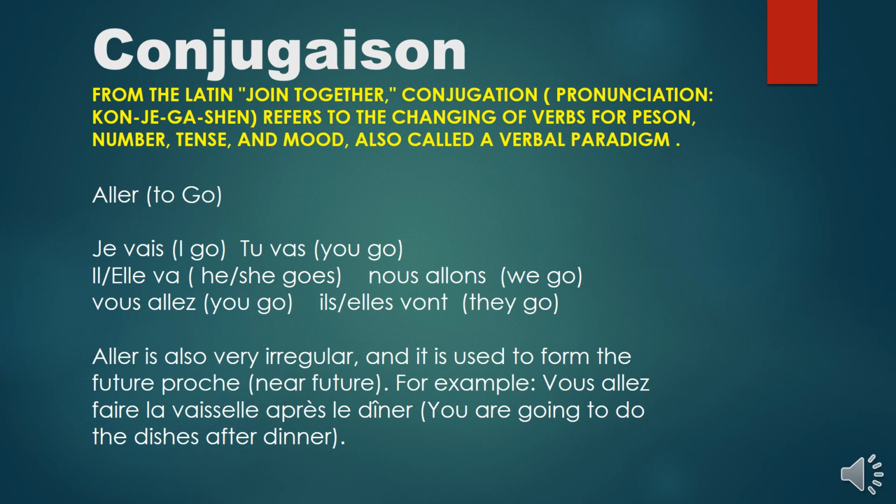Ils vont, they go. And if it is they, that is they masculine. And then if it is they feminine, it is elles vont. Always notice that the ES of elles is never pronounced and the S of ils is never pronounced, but it's written to indicate that it's the plural. It means they, because il simply without an S is singular, the third person singular.